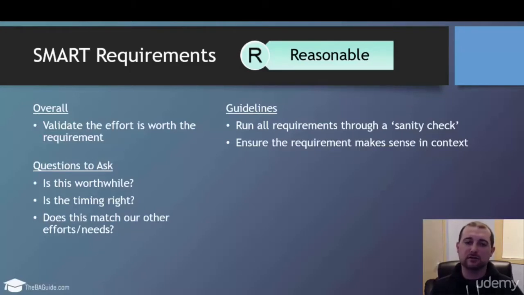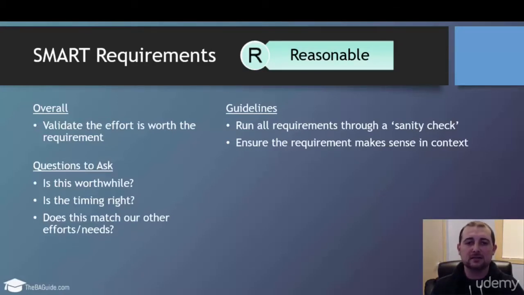And then, does it match other efforts or needs? This is just saying, if this requirement is going to take 2 weeks to create and it's not that important, maybe it's a nice to have, and all the other requirements are taking 2 to 4 hours to complete, you can compare and say, does this really match what we want for the effort? Is the return going to be there?